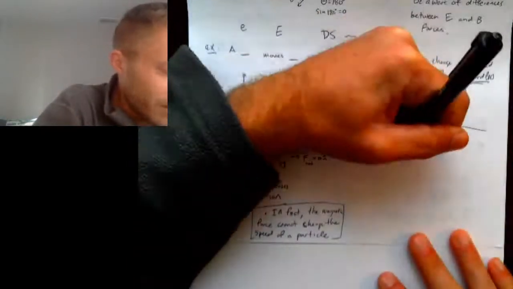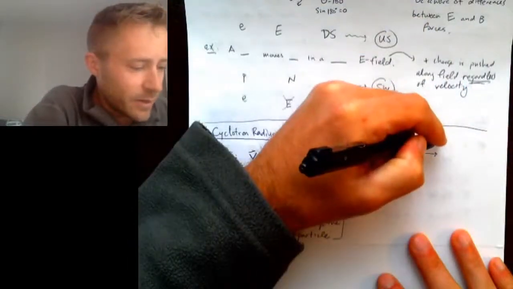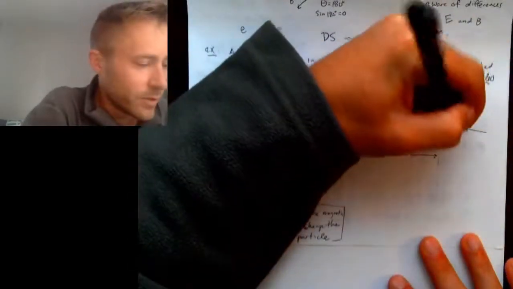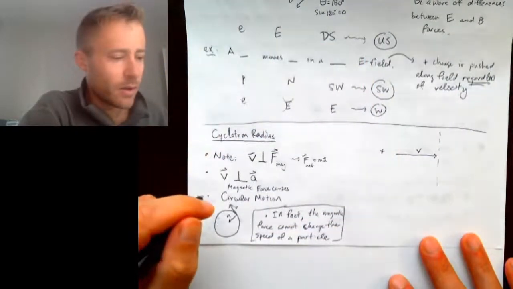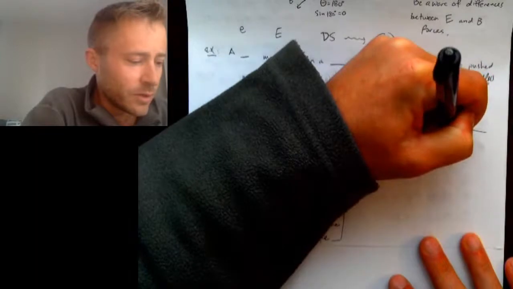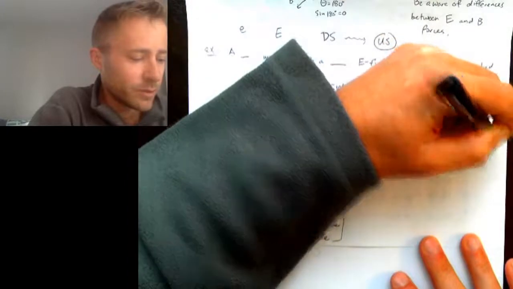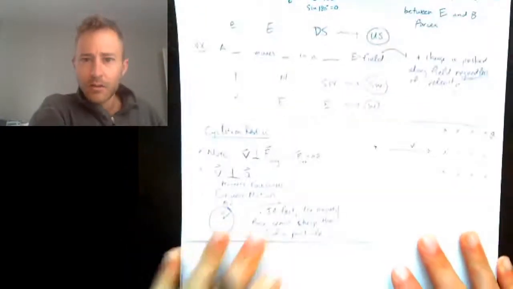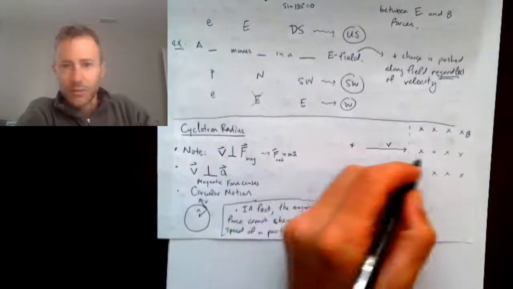Let's suppose we have a particle that is headed this way, and it enters a region with a magnetic field, and let's say this is a positive charge, with a magnetic field that is going in to the page. So I'm representing that with X's. So this is the magnetic field. So let's determine the direction of the magnetic force as it enters this region.